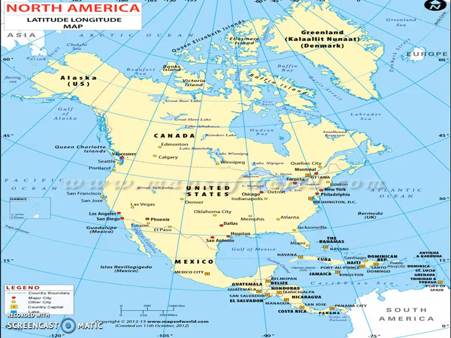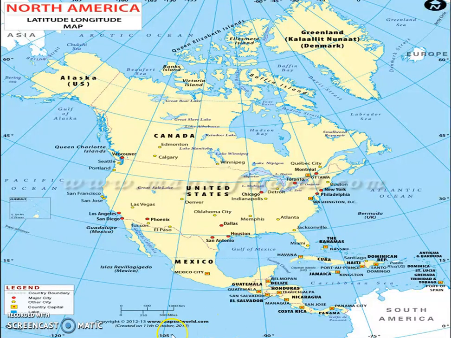If someone utters the words North America, then you would have a clear picture in your mind. All the water bodies and everything would be right in front of you. So do use maps. I'll keep it till here.